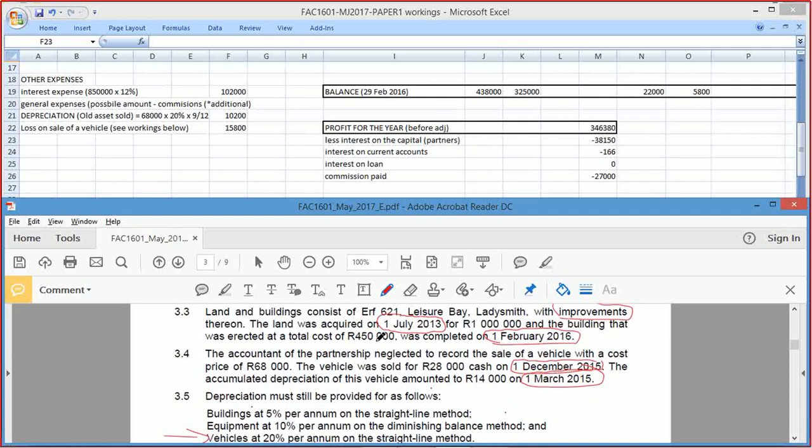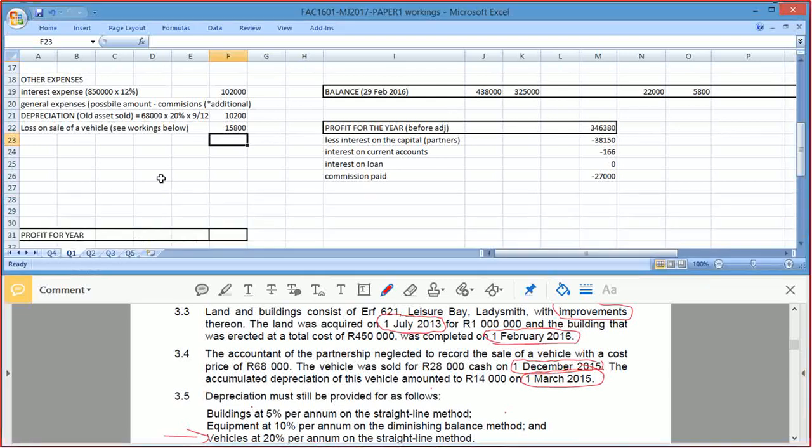When did I buy the building? Or when was the building complete? The 1st of Feb 2016. Good. So 1st of Feb 2016 till year end. What is the year end? Year end 29th of Feb. So how many months did you have the building for? 1 month, exactly. Okay, so depreciation for the building, open brackets, how much was the building?